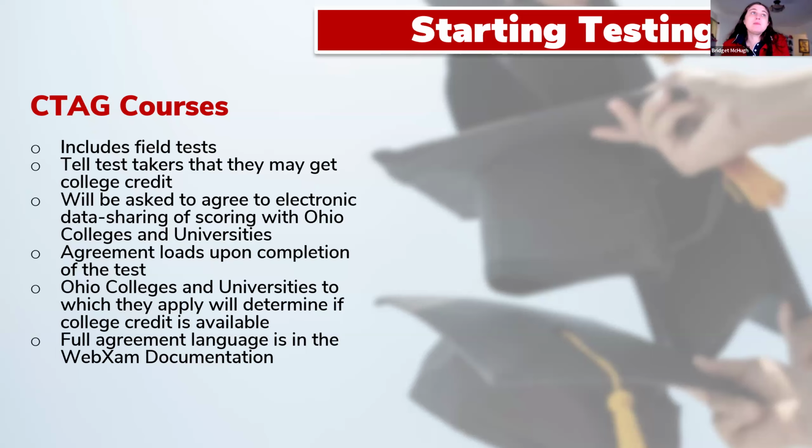They'll see that agreement right after they finish. It will load. Because these students have just taken a test, maybe they're a little nervous. Make sure, if you can, to explain to them that that is going to show up, because they might just be nervous from taking the test, and close the window and say no without really reading it or understanding what they're saying no to, or saying yes if they don't want to share that information. So just make them aware of that as they begin testing, so that they know what that agreement means, and why it's loading at the end of the test session.